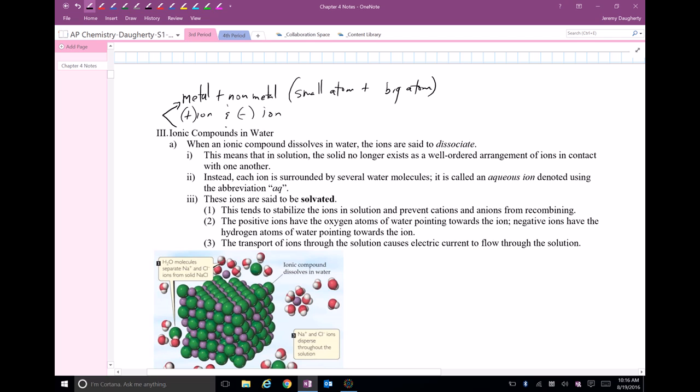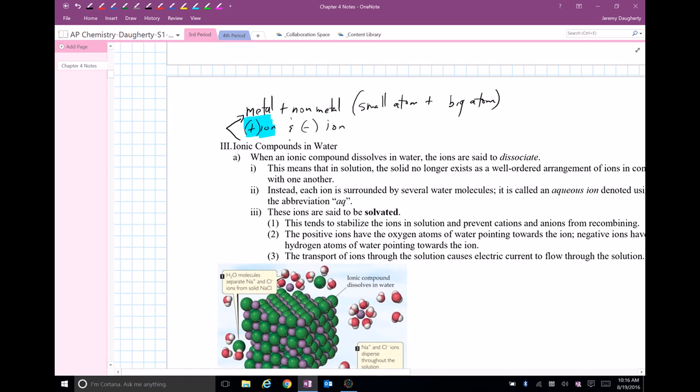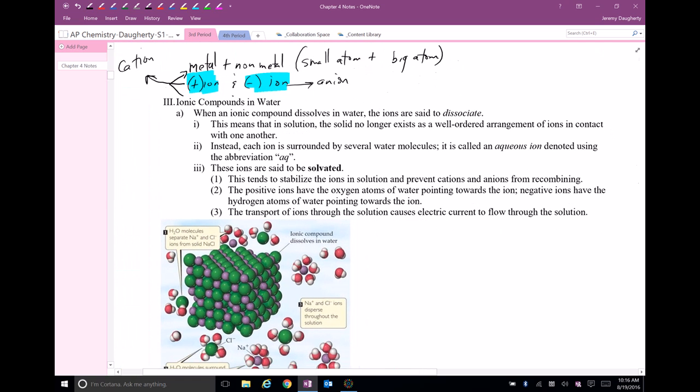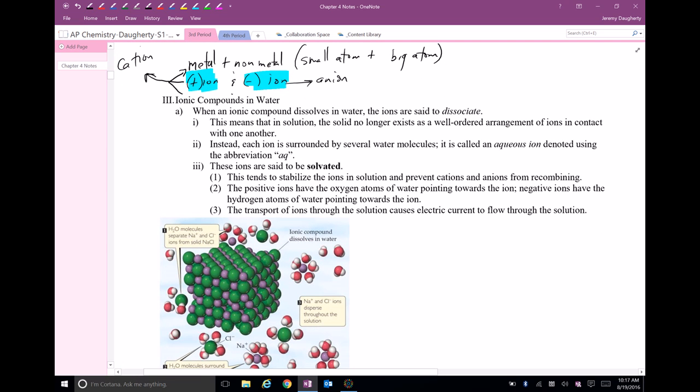Anybody recall what the positive ion is called? Cation, yeah. So the positive ion is the cation. And the negative ion is the anion. So when we throw an ionic compound in water, and this is true for any ionic compound, it's going to dissolve. So even the ionic compounds that we say are insoluble, they still dissolve, just not a whole lot. And when they dissolve, they dissociate. And to dissociate just means to break apart.